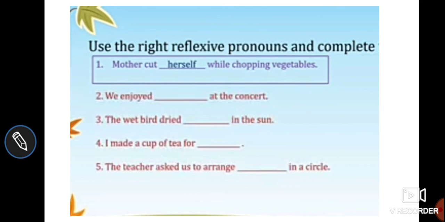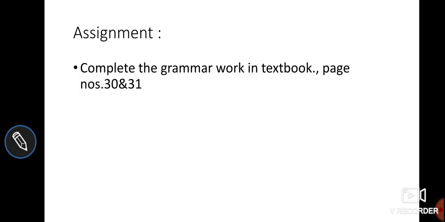Here's a small worksheet for you. One has already been done for you. Please try to do all the remaining 4. And also a small assignment has been attached here. You have to complete the grammar work in textbook page numbers 30 and 31. Okay, please check it out and do it yourself.